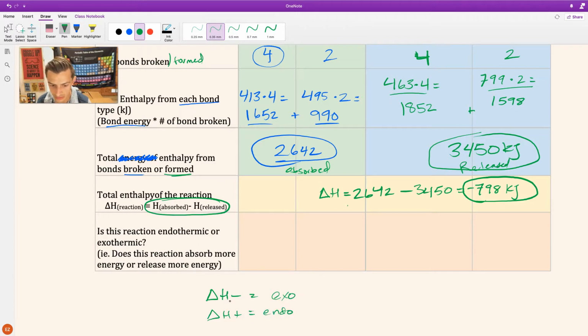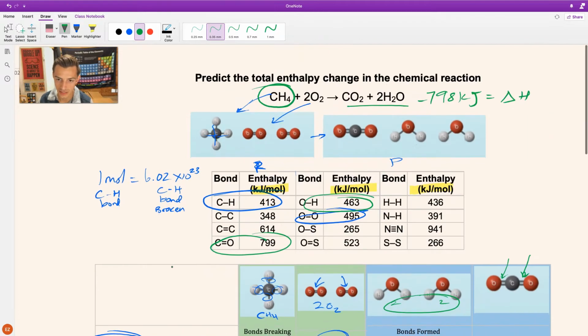So we can already tell this is a negative value. Is this reaction endothermic or exothermic? It is exothermic because it is negative, but also because it clearly releases more energy than it absorbs. And this makes sense too, because this is the burning of a fuel. Methane is a fuel, like propane or gasoline or anything like that. When it reacts with oxygen, it explodes, it creates heat, and its products are carbon dioxide and water.